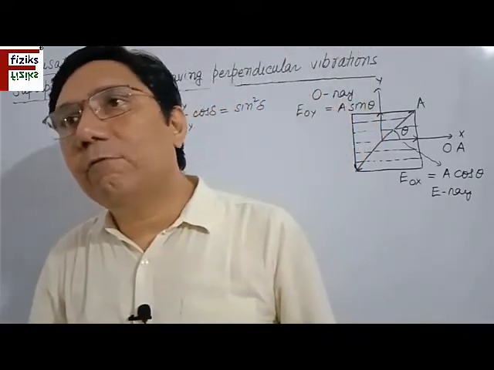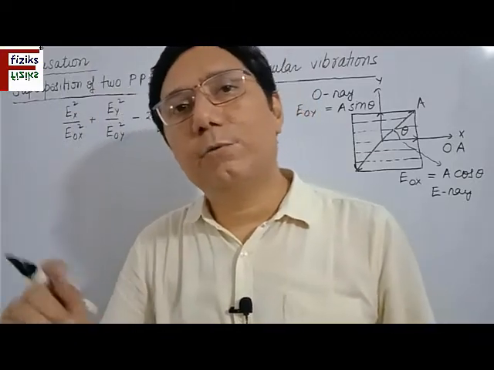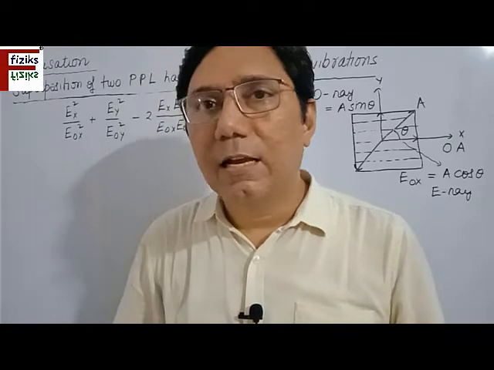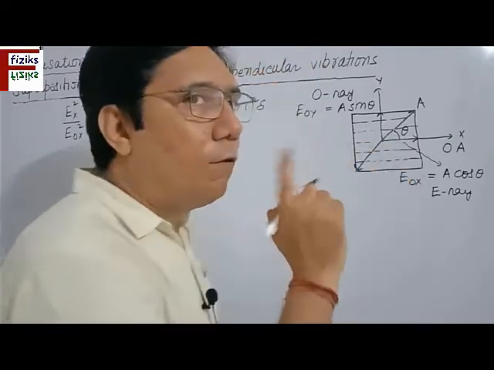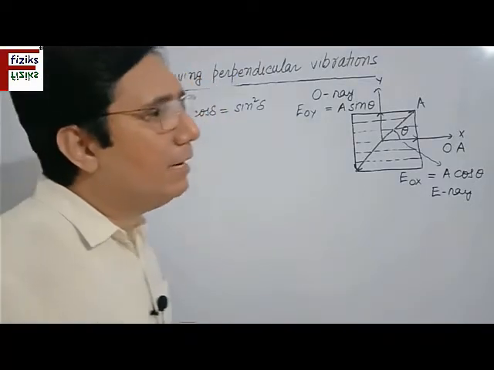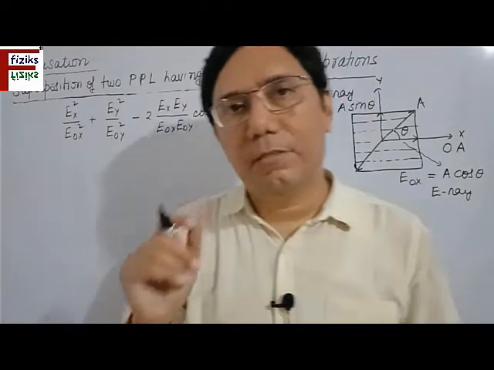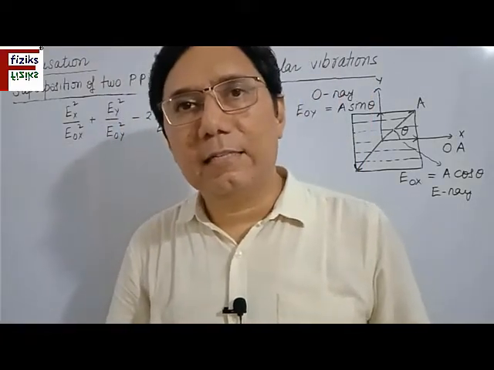Third case is when delta is pi by 2, 3 pi by 2, 5 pi by 2, 7 pi by 2 like this, and this theta is not equal to 45 degree. In that case, on the emergent side you have a rectangular ellipse. So on the emergent side, we will have elliptically polarized light in case 3.